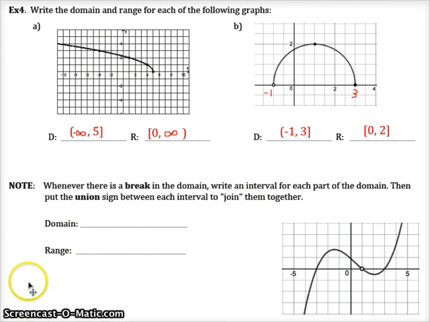All right. Note, whenever there's a break in the domain, write an interval for each part of the domain. Then put the union sign between each. Okay, so we'll do that. So the domain here is a little tricky because it seems to go to -infinity and +infinity at the extremes, but there's definitely a hole here. There is no 1 in this relation or function. There's no value if you put x into it, if x is 1. So we have to indicate that in the notation.